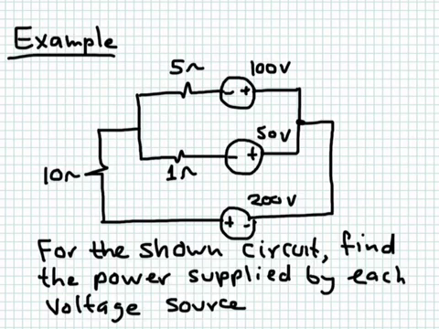Okay, let's take a look at the second example. We have the shown circuit, and we would like to find the power supplied by each volt source. It's a circuit, we have to solve it. We have to find the current everywhere. There are many ways to select your loops.